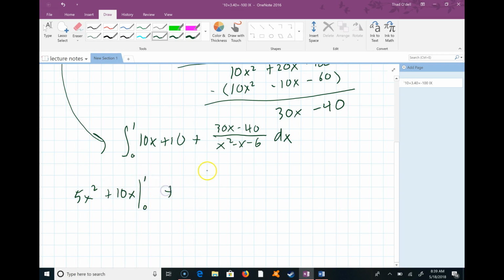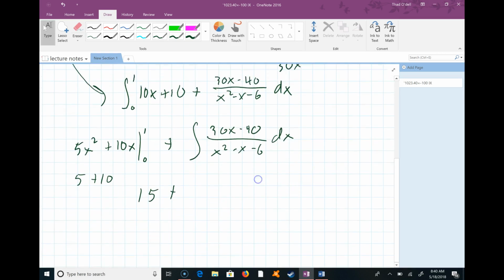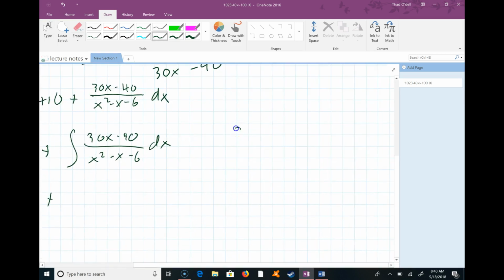But then I'm going to still have this thing over here, the integral of 30x minus 40 over x squared minus x minus 6 dx. I'm going to go ahead and finish this real quick. That would be 5 plus 10 minus 0. So really what I'm going to have is a 15 here, plus that. So then the way I'm going to handle this, of course, is I'm going to use partial fractions. So I have 30x minus 40 over, I'm going to factor that, x and x, and that would be what? Minus 3 and plus 2.